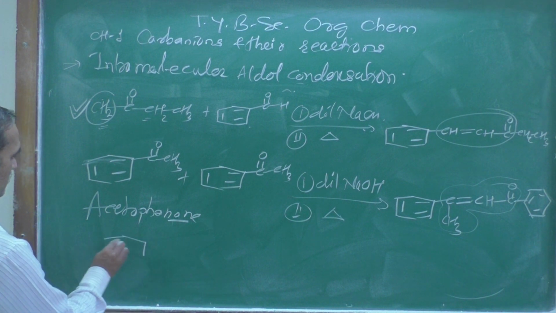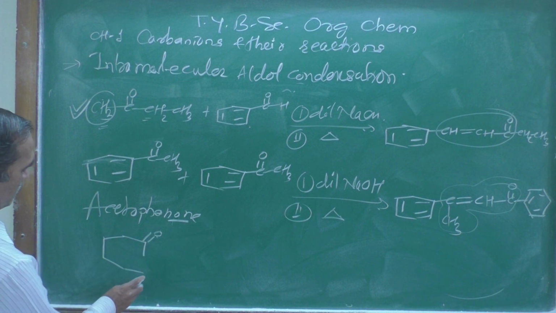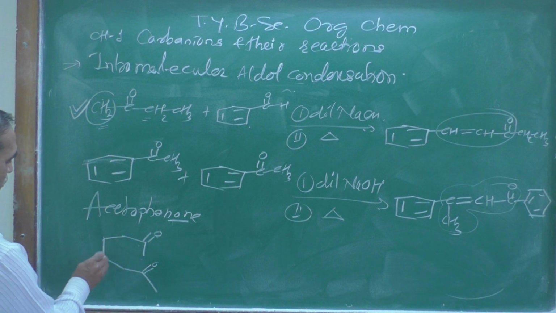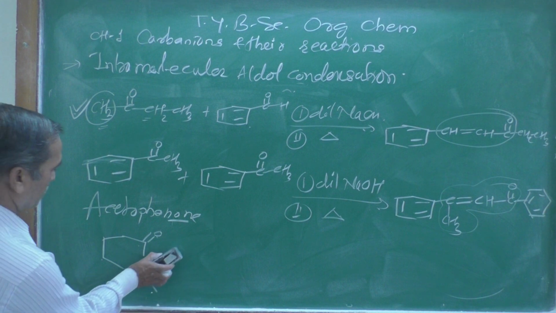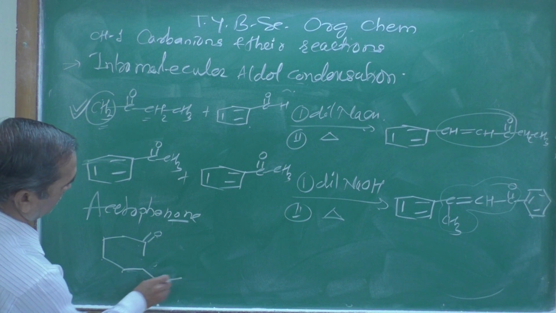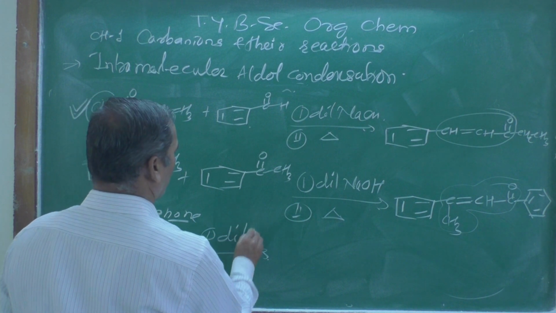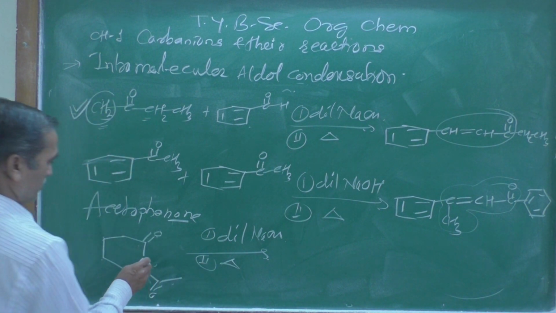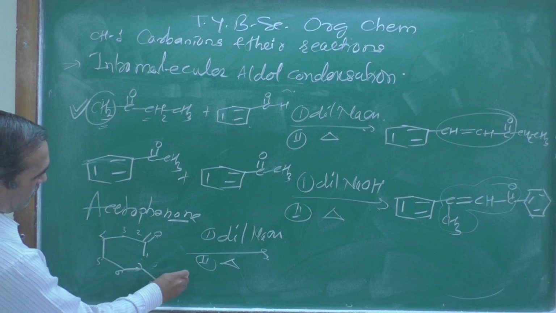Suppose you have this type of compound. Let me draw it over here. This type of compound will be treated first with dilute sodium hydroxide, and second with heating. Heat it. Let us give the numbers 1, 2, 3, 4, 5, 6, 7, 8 and 9.